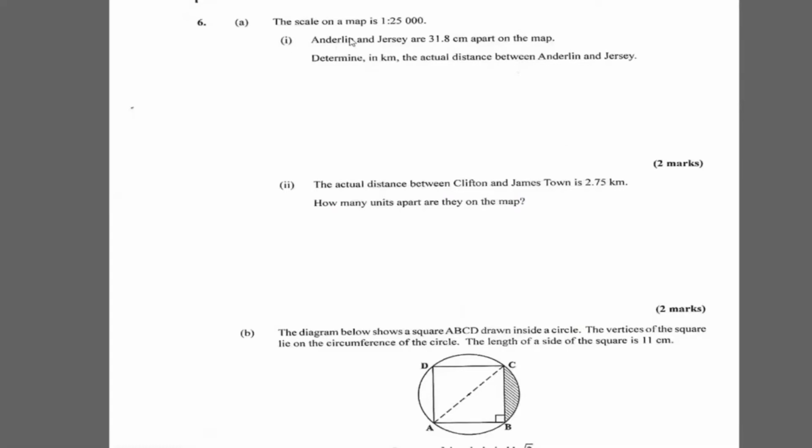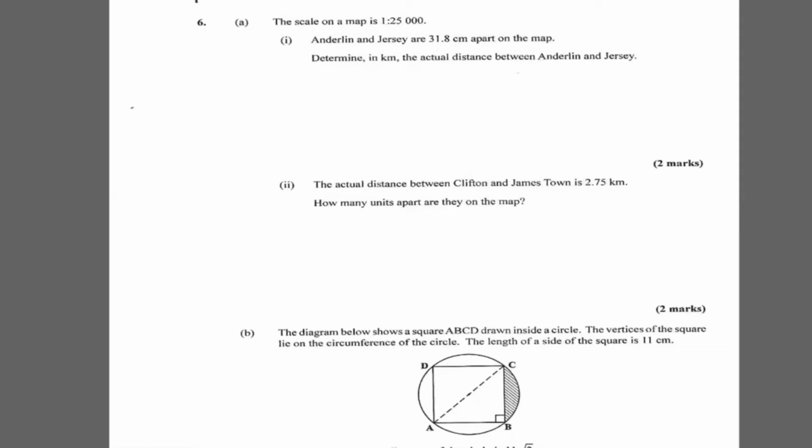It says the scale on a map is 1 centimeter to 25,000 centimeters. So as it says, Underlin and Jersey are 31.8 centimeters apart. Determine in kilometers the actual distance between Underlin and Jersey. To determine the actual distance between them, we know that 1 centimeter is 25,000.